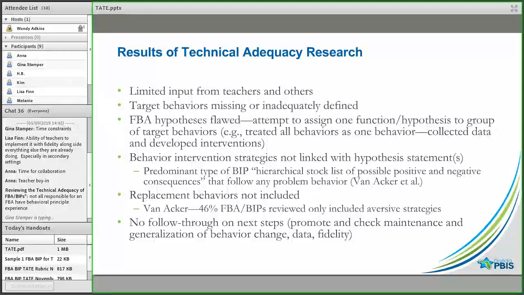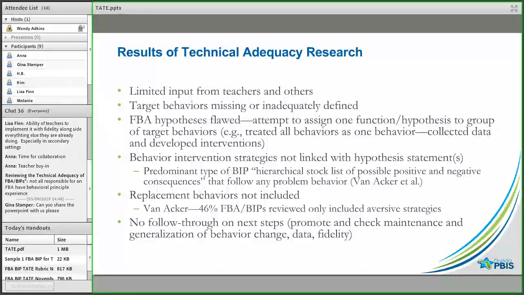Are they trying to escape, avoid, delay, or terminate an activity, a person, some input, or object? Or are they trying to obtain access to a specific activity, a specific person's attention, a specific object, or some specific input? When you have a hypothesis that summarizes this, but you don't use any of that to develop an intervention that addresses those areas of the hypothesis, you kind of did an FBA for a wasted purpose.